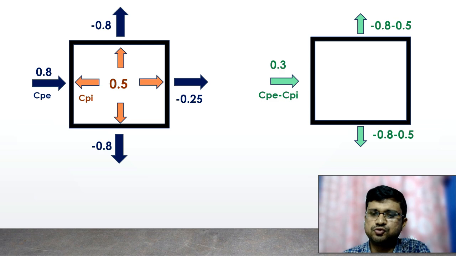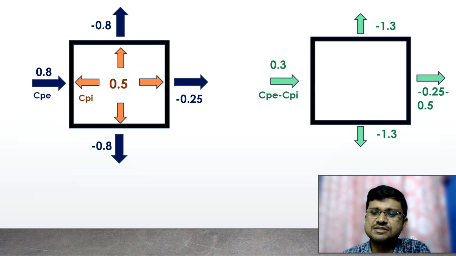For the side face, actually this thing is different, because on the side face CPI and CPE both are acting in the same direction. So it will be minus 0.8 minus 0.5. So both are behaving in same direction. So the value will increase and it will be minus 1.3, which is actually suction. And in the leeward side also, here you can see that CPE is minus 0.25 and CPI is 0.5. So both are acting in the same direction. So the value will be minus 0.75.